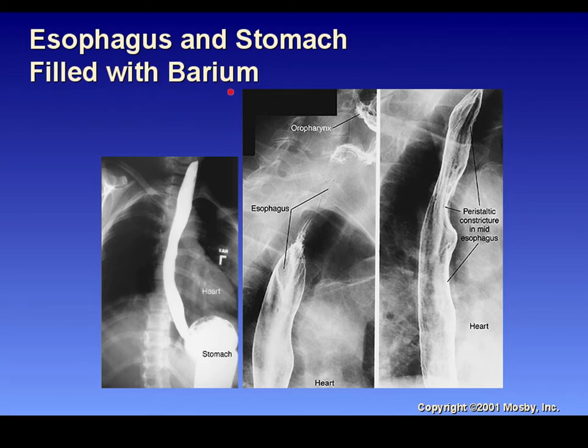Esophagus and stomach filled with barium is what you're seeing here. So proximal esophagus, distal esophagus to the stomach. You're seeing your oropharynx up here as they swallow, and it squeezes and pushes it down to the stomach. Peristaltic constriction in the mid-esophagus is what you're seeing here. So that is form and function of the esophagus. That's what you're looking for.